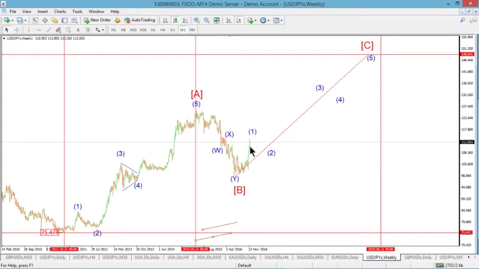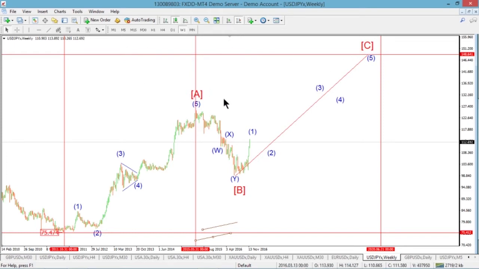Okay, so setting price targets using Elliott wave theory. First I'm going to go through the wave A-B relationship. So we know that the dominant trend is to the upside. We know that we're expecting at least a three-wave move to the upside in an ABC form.